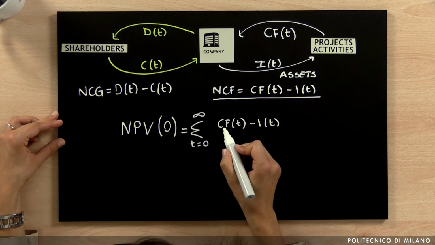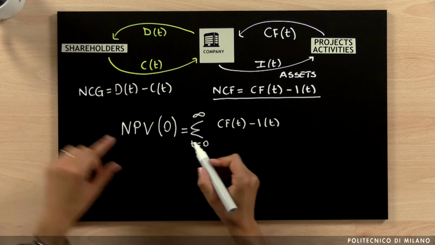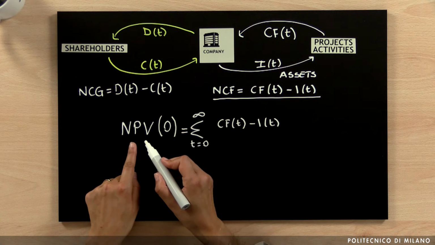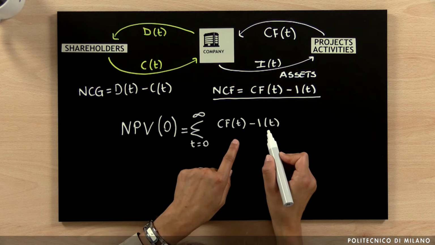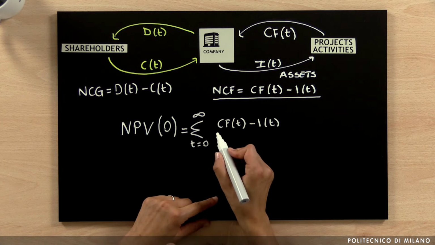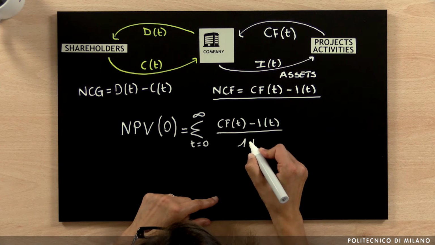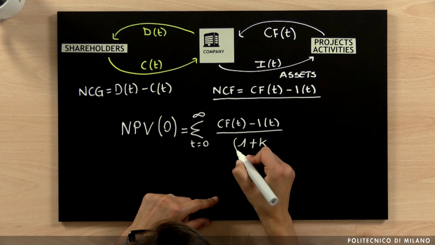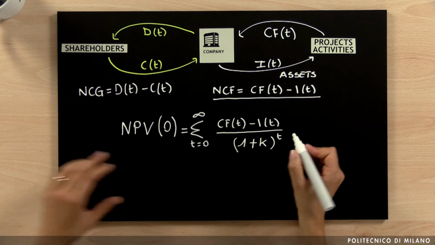So if you see, this value equals the net cash flow. What we are saying here is that the net present value, so the value that the company is able to deliver to the shareholders, is the sum from now till infinite of the net cash flow of future years. But we need to add the denominator, which is the so-called discount factor, (1 plus k) to the power of t. Let's try to understand what this means.